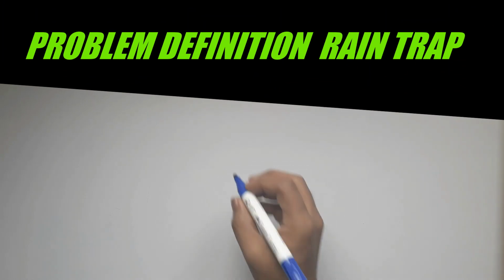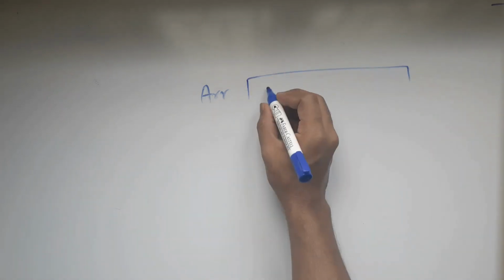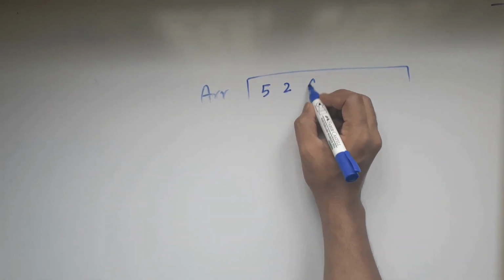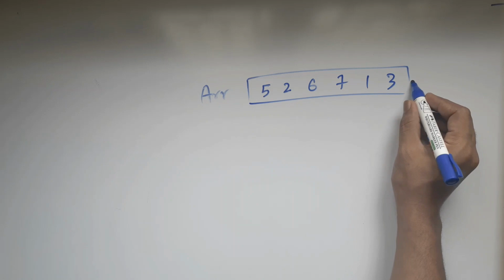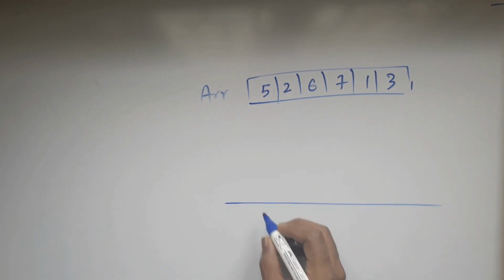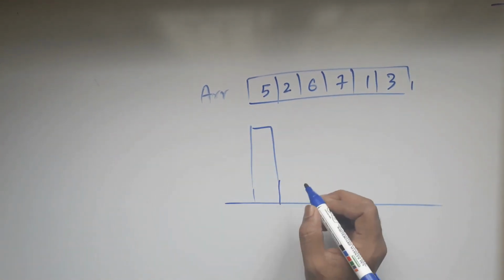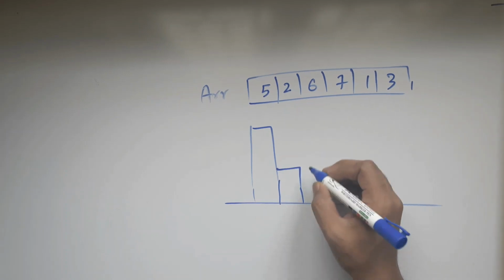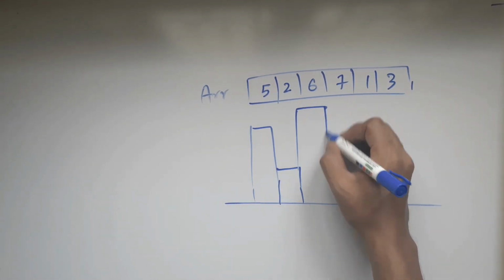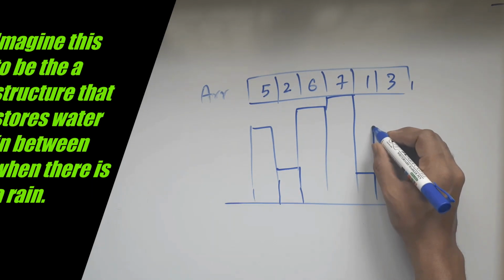You're given an array, and the array is 5, 2, 6, 7, 1, 3. And what we have to do is visualize it in a different fashion now. You have to think of it as some kind of a wall of height 5 units, of height 2 units, of 6 units and 7 units, and then 1 unit and 3 units.